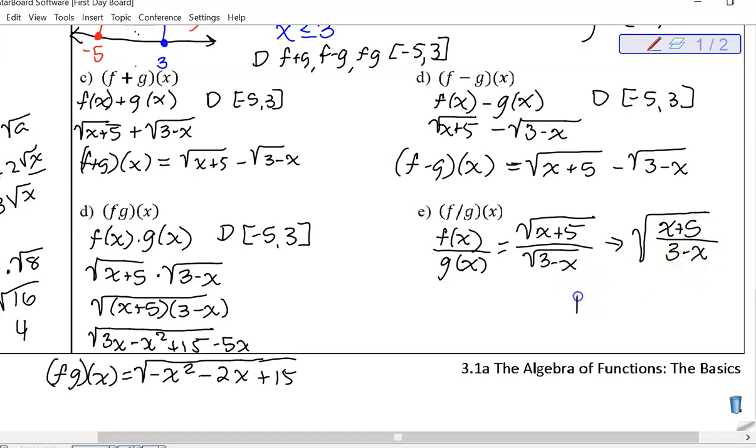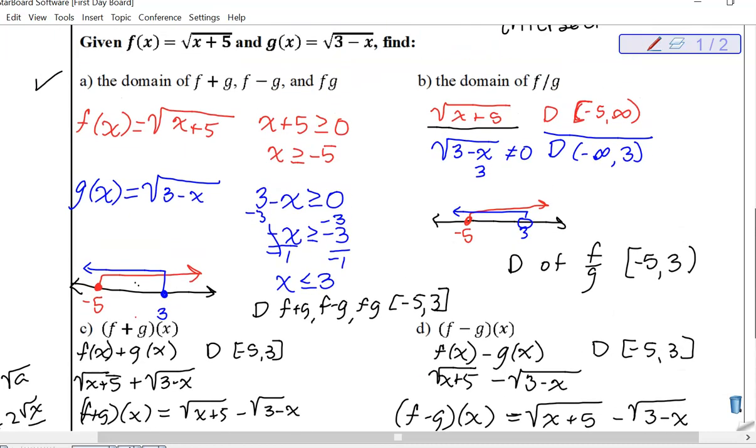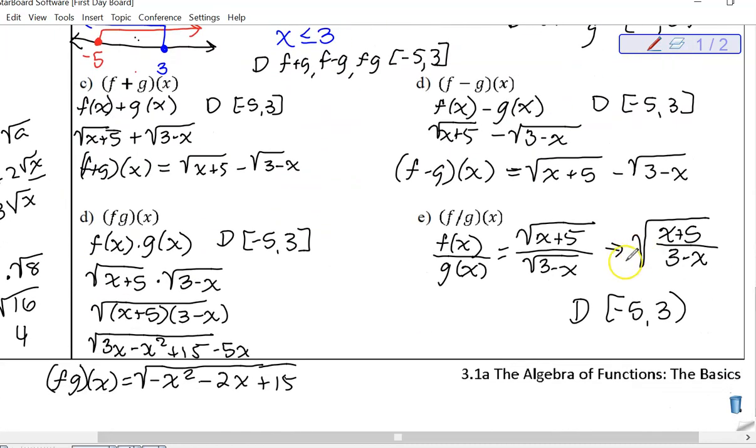And then just remember that your domain still has to be defined, but I bet you can really see what x is not allowed to be here in your denominator, right? From negative 5 to 3, but open at 3. We've already defined it up there, but now you can see it down here. And you can't simplify that anymore. There's no common factors, so that's done. Questions about that?